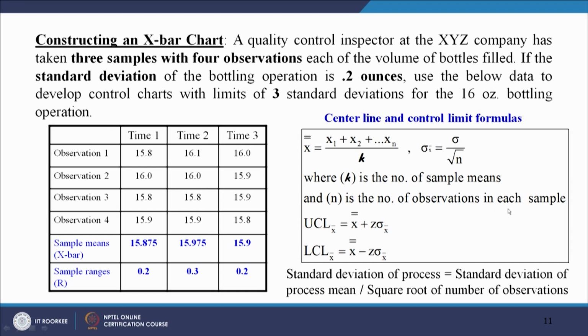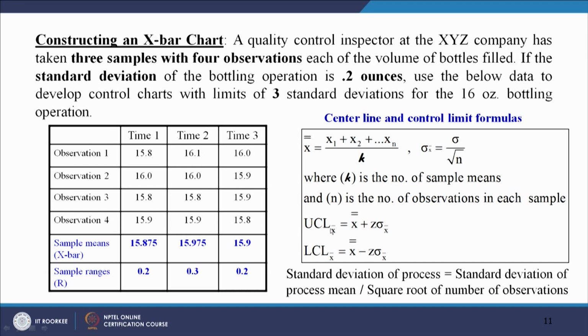So n is the number of observations in each sample. So the upper control limit will be the X double bar plus Z value, which is 3 standard deviations. So Z here will be 3 because it is already given in the problem that we are going to exercise control up to 3 standard deviations only. So this is X double bar plus 3 standard deviations multiplied by the standard deviation of the process, and this is the upper control limit. The lower control limit is the center mean value minus 3 standard deviations multiplied by the standard deviation of the process.